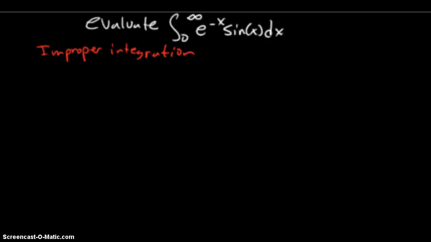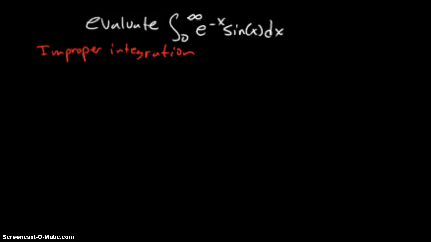Okay, so last video we decided to use improper integration to solve this question that asks us to evaluate the integral of e to the minus x times sine x dx from 0 to infinity.